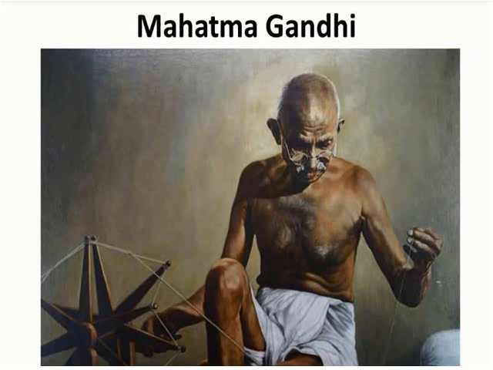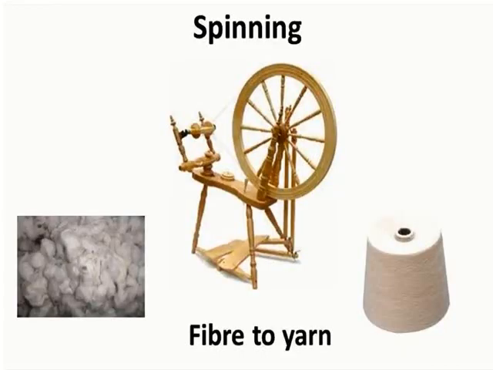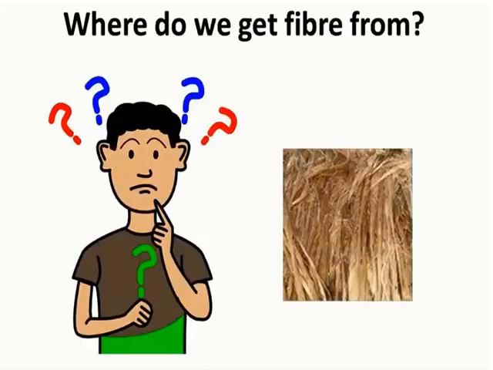I am sure all of you know him. He is Gandhiji. And what is he doing? He is using his charkha or spin wheel to convert the fibers of cotton into yarn, and this yarn was later on weaved into fabric, and that is known as khadi. The process of making yarn from fibers is known as spinning.